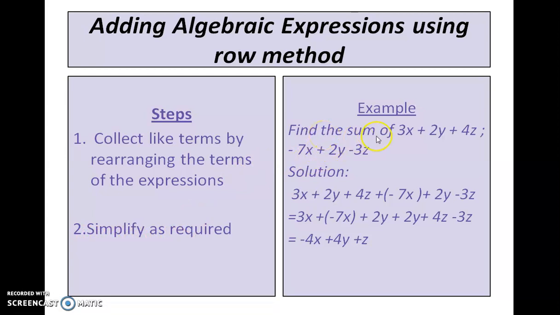The question said find the sum of 3x plus 2y plus 4z and minus 7x plus 2y minus 3z. So I wrote them with the plus sign sideways. Then I rearrange the terms: 3x plus minus 7x, the terms containing y, 2y plus 2y, and the terms containing z, 4z and minus 3z. So on simplifying, I got the answer as minus 4x plus 4y plus z. Now moving on to the column method.